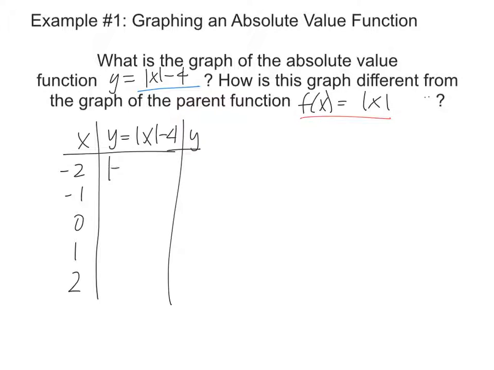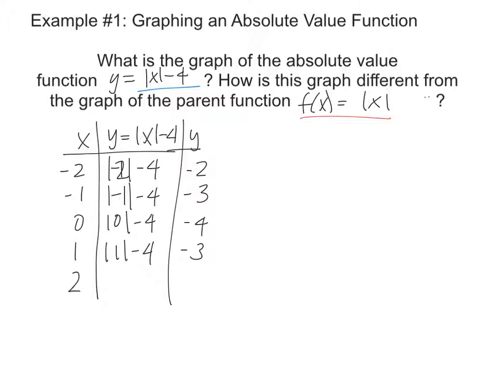So this would be the absolute value of -2 minus 4. That's really positive 2, so 2 minus 4 is -2. The absolute value of -1 minus 4, that's really 1, so 1 minus 4 is -3. And the absolute value of 0 minus 4 gives us -4. Because this is our vertex, everything will just start to reflect about that vertex point. So the absolute value of 1 minus 4 should give me -3, which it does. And without doing the work, I know the other one should be -2.